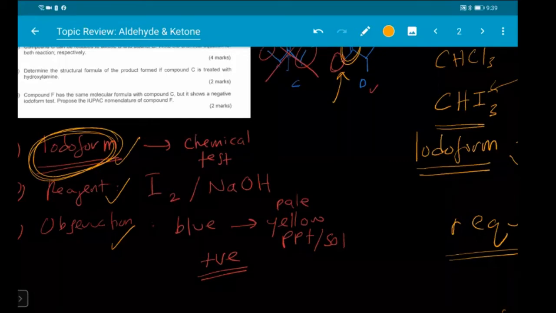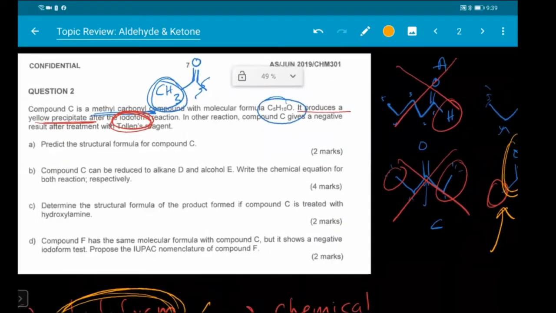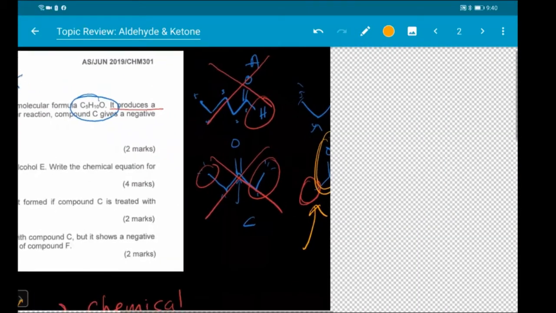Alright, okay. So guys, back to the question. Panjang berjela kita sembang pasal iodoform. Alright. It produces a yellow precipitate after iodoform reaction. In other reaction, compound C gives a negative result after treatment with Tollens' reagent. Okay, guys, Tollens' reagent is also part of the visual test, chemical test. Dan hanya boleh bertindak balas towards aldehyde. Ini cara kita bezakan aldehyde ketone, salah satunya adalah pakai Tollens. So, bila kata negatif, bermaksud the compound is not an aldehyde.